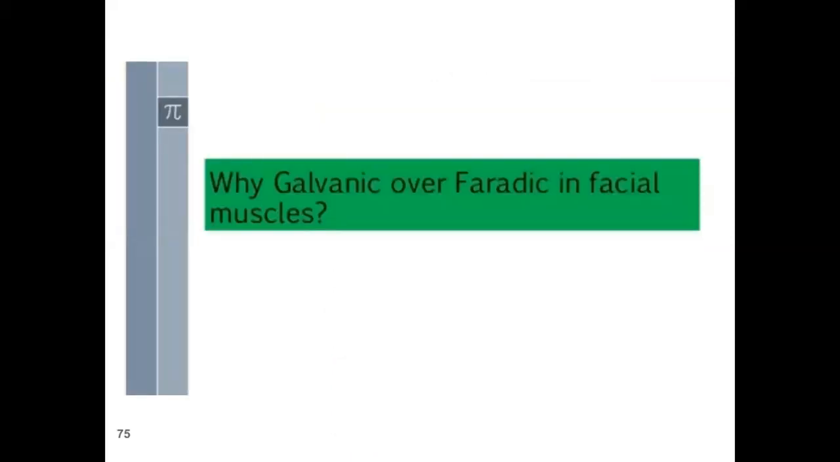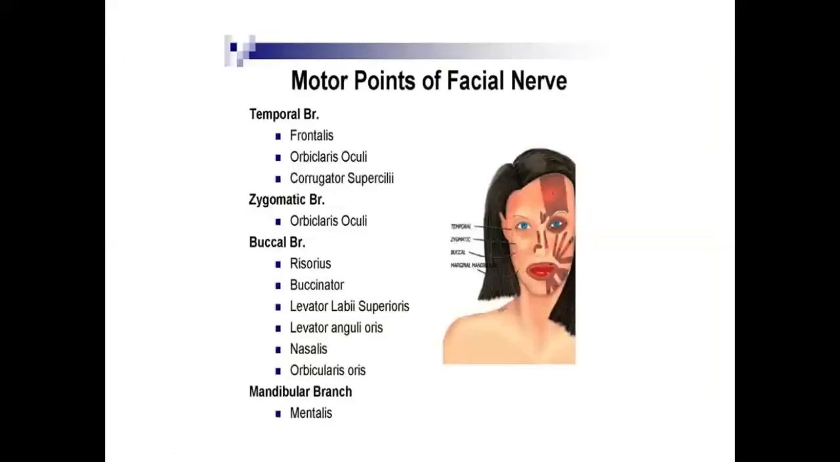The why of galvanic over faradic in the facial muscles. We see the motor points of the facial nerve in the temporal area: the frontalis, orbicularis oculi, the corrugator supercilii. In zygomatic, it is orbicularis oculi. In buccal: risorius, buccinator, levator labii superioris, levator anguli oris, nasalis, orbicularis oris. In mandibular, it is mentalis.